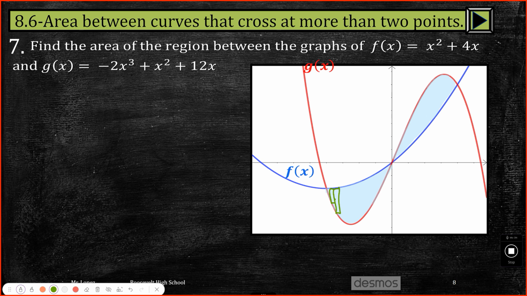But the thing is that it changes, no? The top is the blue one, and this is the bottom. And then there comes a point where they switch. Makes sense, no? So we gotta do two integrals. So let's do that. We gotta figure out where they cross each other here, and where they cross each other over here. So let's go ahead and put it in the calculator, figure out what this is.